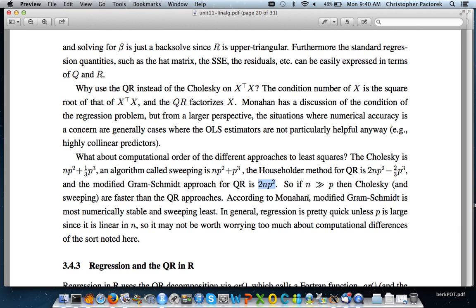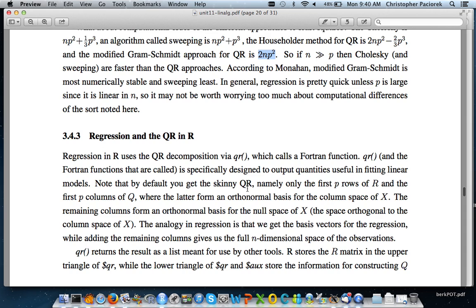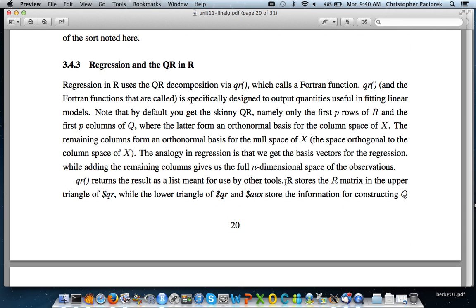And if n is much bigger than p, then if you play around with this, you could see that the Cholesky decomposition would actually turn out to be a better approach, just from the perspective of how many computations we have to do. Okay, so if we did our regression in R, it actually uses the QR decomposition, and it uses this QR function, which calls a Fortran function from the linear algebra package, LAPACK, behind the scenes.